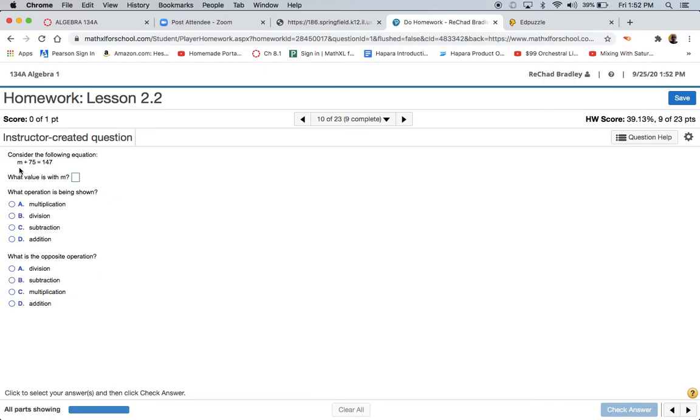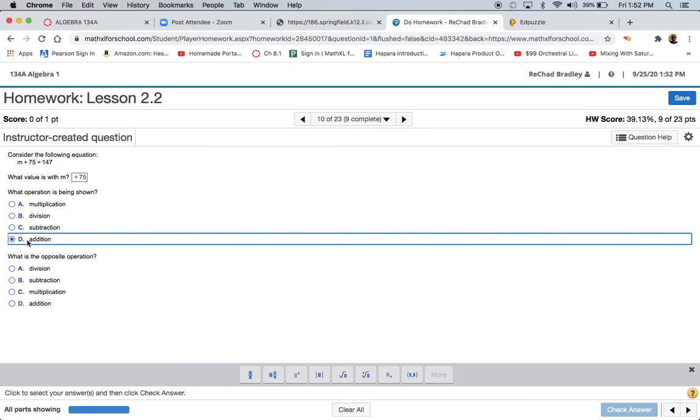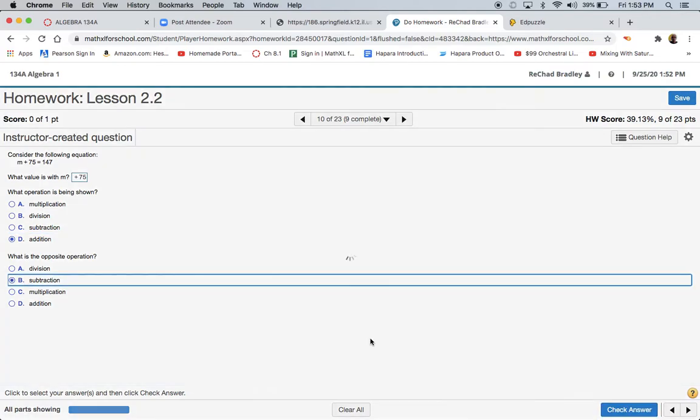Then we get into some review. Who's with m? M is with 75. Sorry, positive 75, because it is being added. The operation being shown here, if you remember, is addition because it's m plus 75. And the opposite of addition is, if you remember, subtraction.